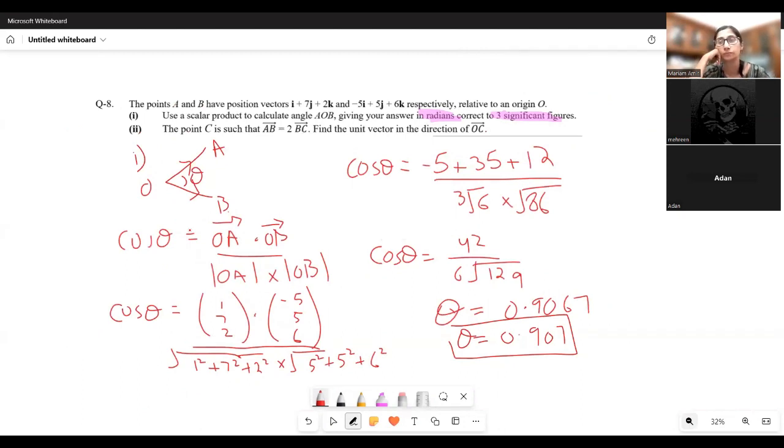Part 2. The point C is such that AB equals 2 times BC. Find the unit vector in the direction of OC.